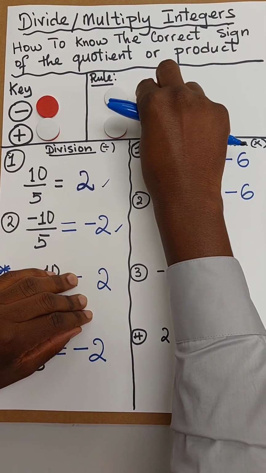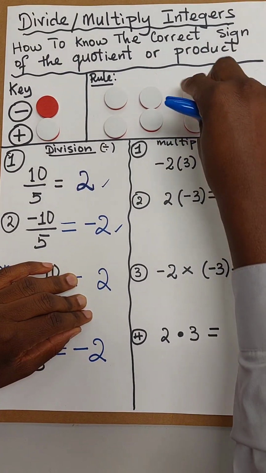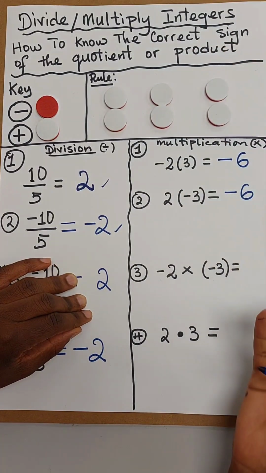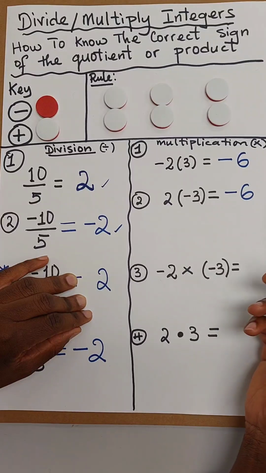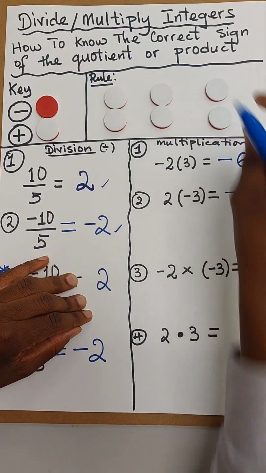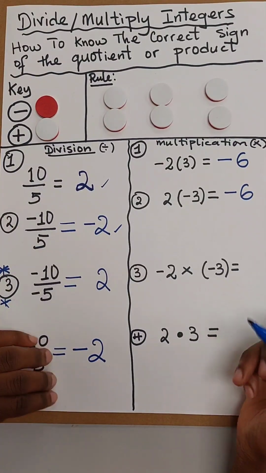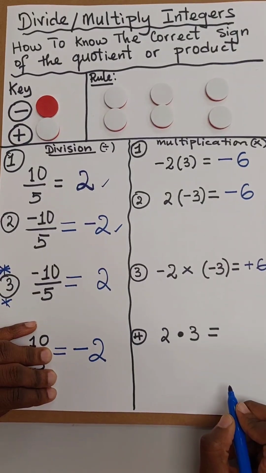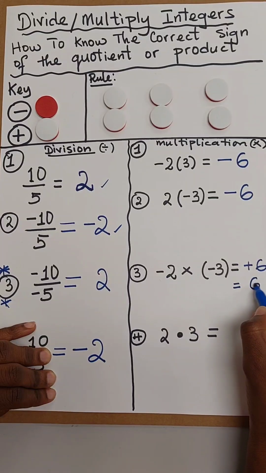So we want 3 groups now of the 2s. These are 1, 2, 3 groups of 2s. The negative flips them to the white. So now the answer is we have 6, but 6 positives, not 6 negatives anymore. So positive 6, and positive 6 is also just the same as 6.